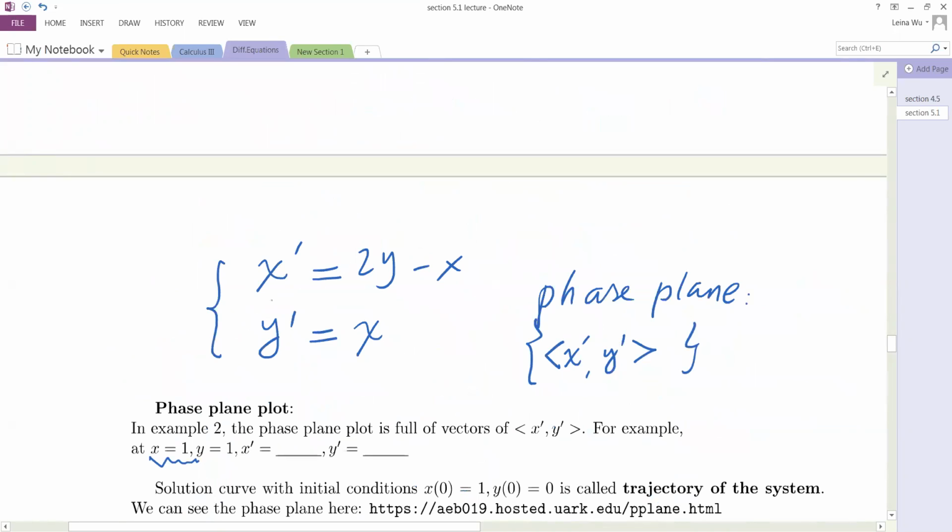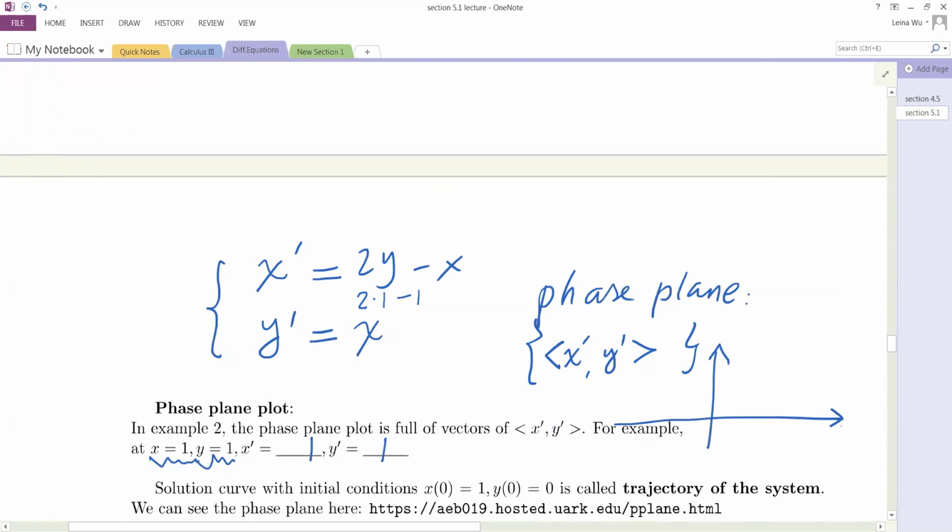At x equals 1 and y equals 1, can we plug x and y in here for x prime and y prime? The x prime would be 2y minus x, so 2 times 1 minus 1, right? So that would be 1. The y prime would be 1.